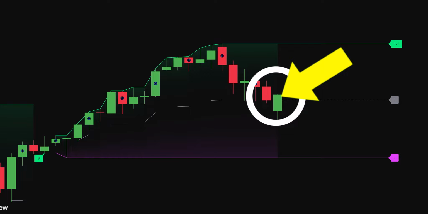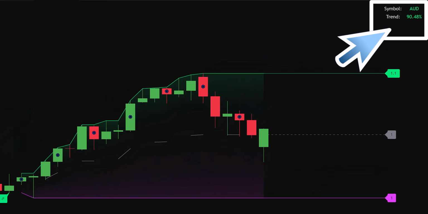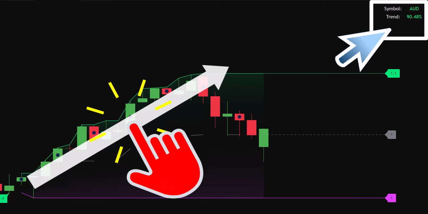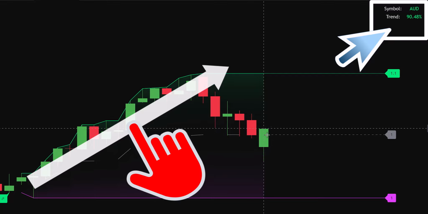In this particular case, this was our pullback setup. After the pullback, check the trend delta. It must read above 80%, which tells us that during this uptrend, every candle opened and closed above the midline. That's your green light to enter the trade with high confidence.